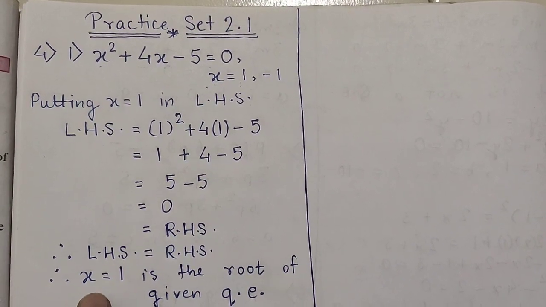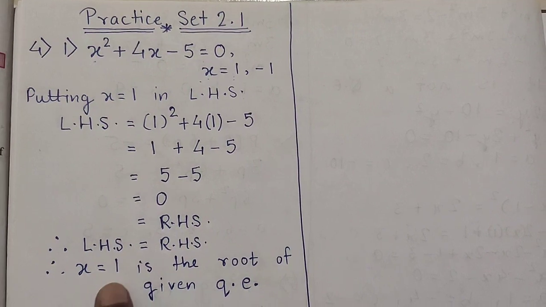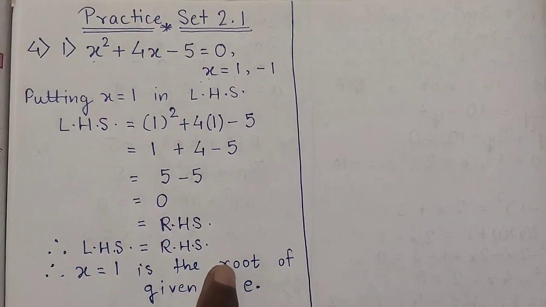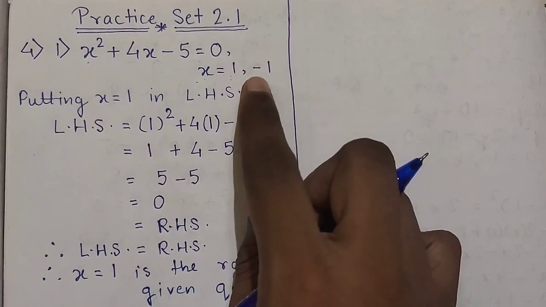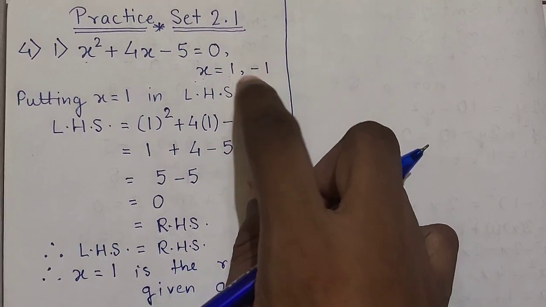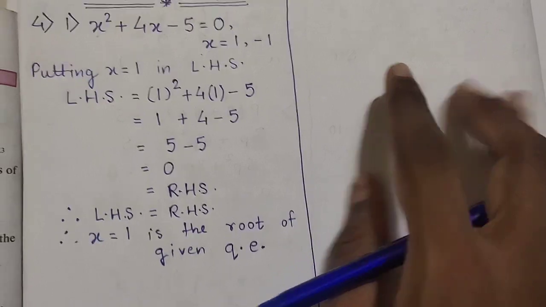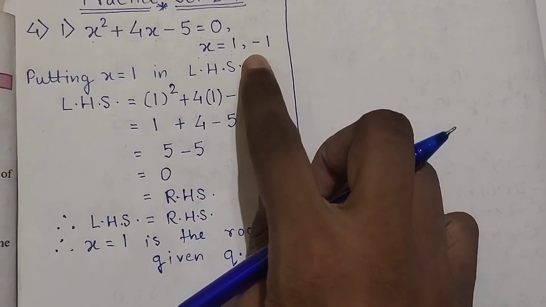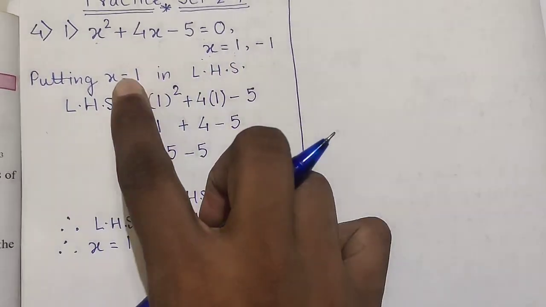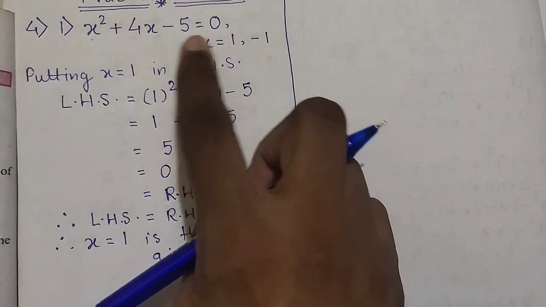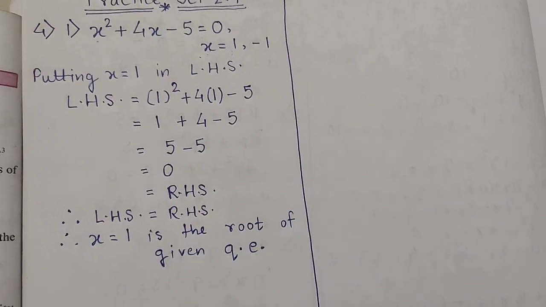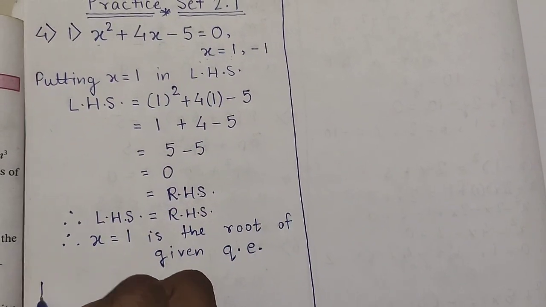So students, did you understand how to check whether the values are roots or not? Now we have to do the same process for minus 1. So let me do this for you. So again we are going to follow the same method. Now we are going to put x is equal to -1 and check whether it is a root or not. So for the second part, let us start.